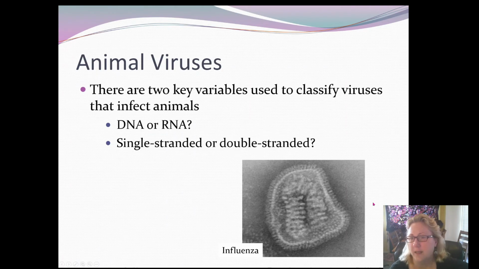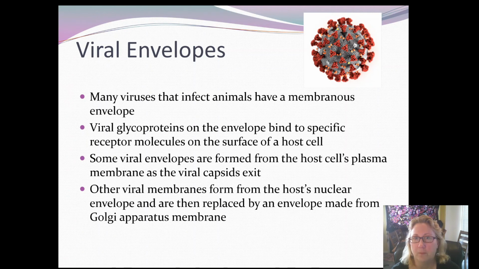So, as I mentioned before, the way we classify viruses is, first, do they have DNA or RNA as their genome, and is it single-stranded or double-stranded? And we seem to find the greatest variety of RNA viruses in animals. Many viruses that infect animals also have an envelope, and that is the third component that not all viruses have.